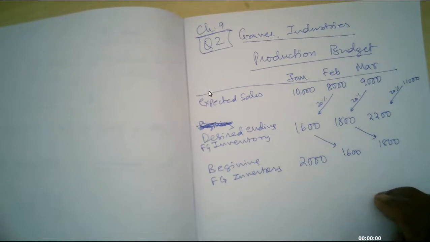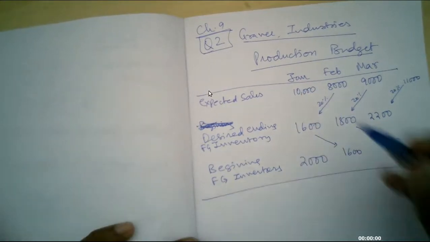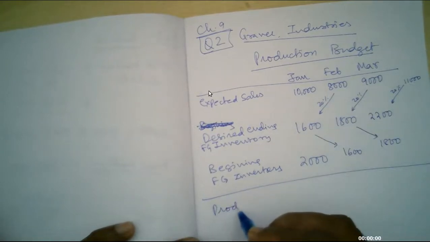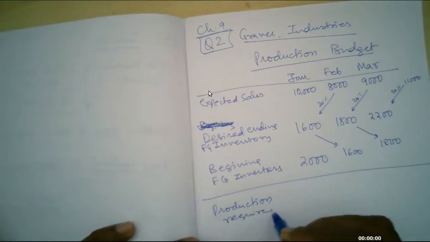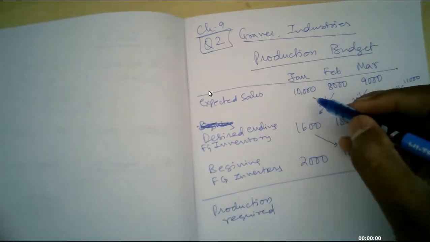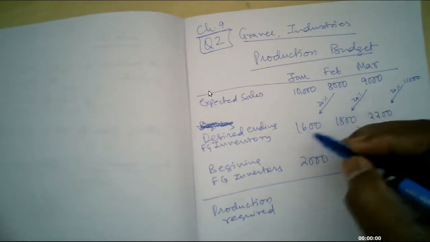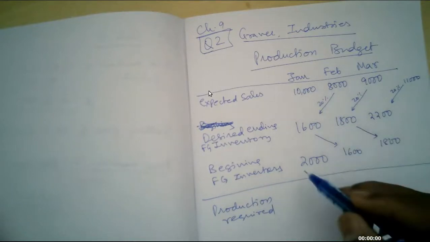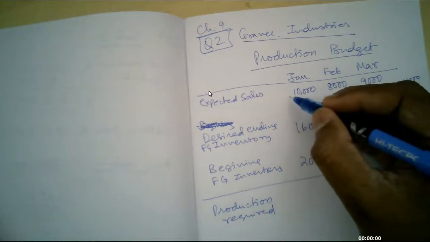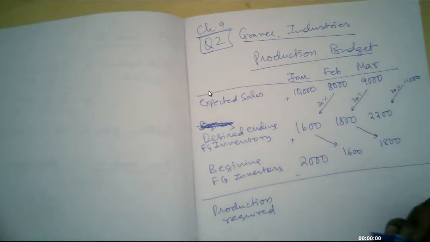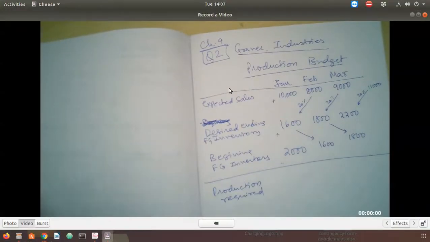Now that you have this, you have to sell this many. That means how many you require. So, production required. Production, definitely you need this one, plus the ending inventory also you need to produce, but then you already have some beginning inventory, so you can minus this. So this will be plus, this will be plus, and this will be minus. So 10,000 plus 1,600 minus 2,000.